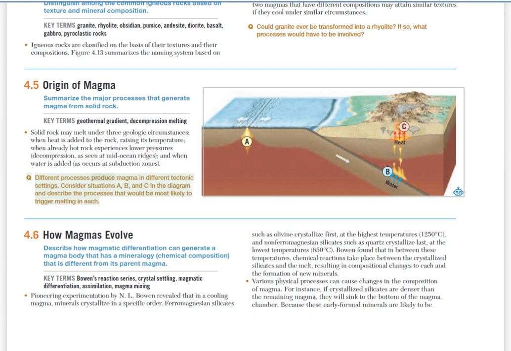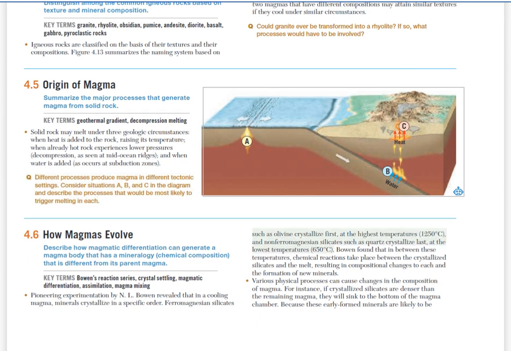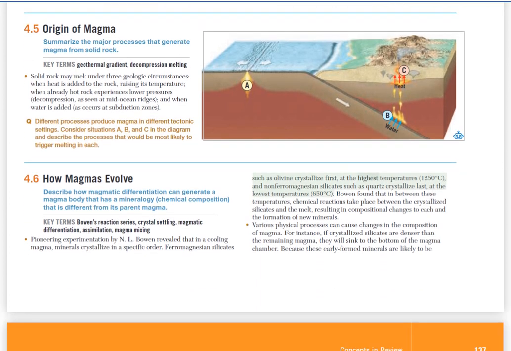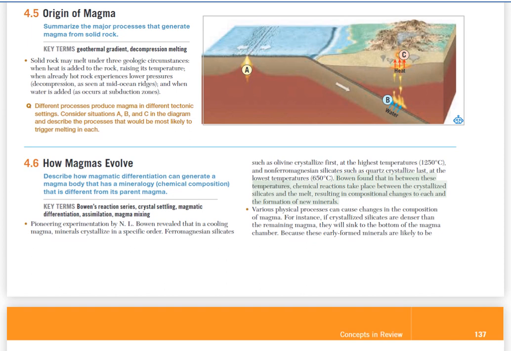Q. Different processes produce magma in different tectonic settings. Consider situations A, B, and C in the diagram and describe the processes that would be most likely to trigger melting in each. Olivine crystallizes first, at the highest temperatures, and non-ferromagnesian silicates such as quartz crystallize last, at the lowest temperatures. Bowen found that in between these temperatures, chemical reactions take place between the crystallized silicates and the melt, resulting in compositional changes to each and the formation of new minerals.